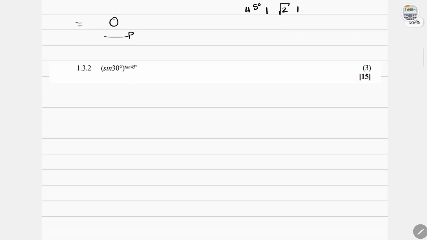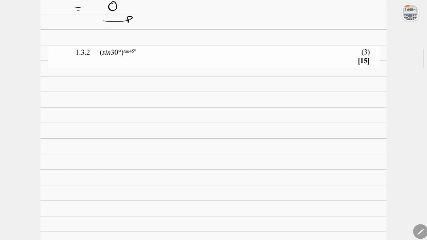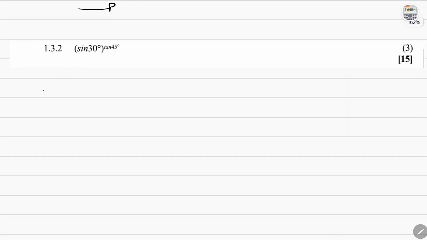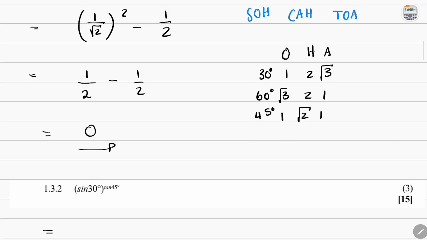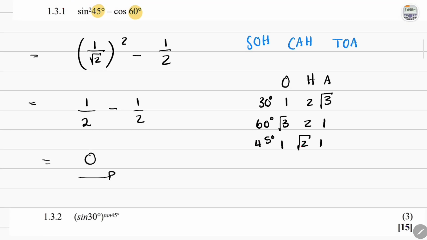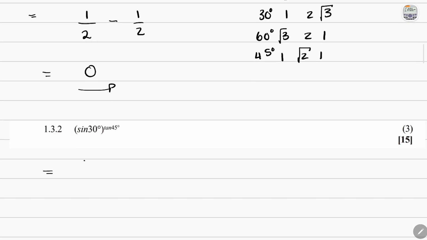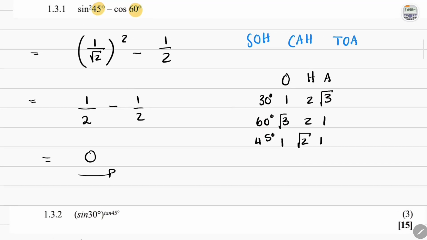Okay, we're on the last one for question 1 with 1.3.2. We have to find the value of sine 30 degrees and then tan 45 degrees. Okay, using the OHA rule again, sine 30 degrees will go to 30 degrees, and you know sine is opposite over hypotenuse. So that is opposite over hypotenuse. So we know that that gives us 1 over 2, and then raised to the power of tan 45 degrees.